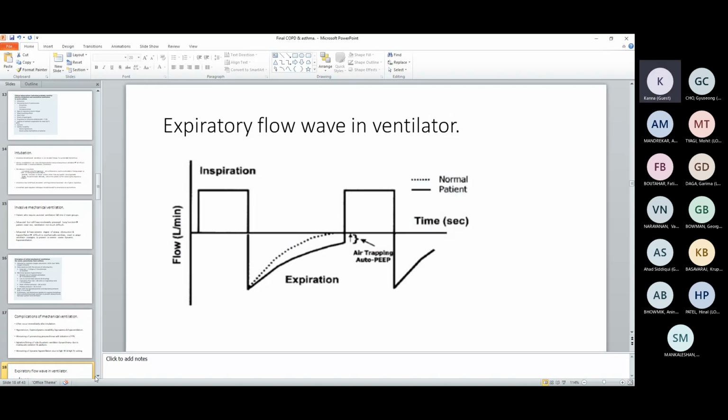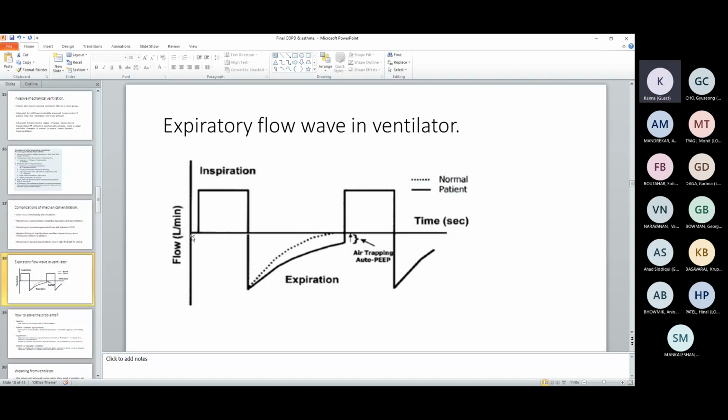This is the ventilator flow-time graph showing air trapping and the development of auto-PEEP. The lines with the dots show the normal graph that occurs in healthy individuals, but the dark line shows the air trapping, as it does not touch the baseline in the graph.